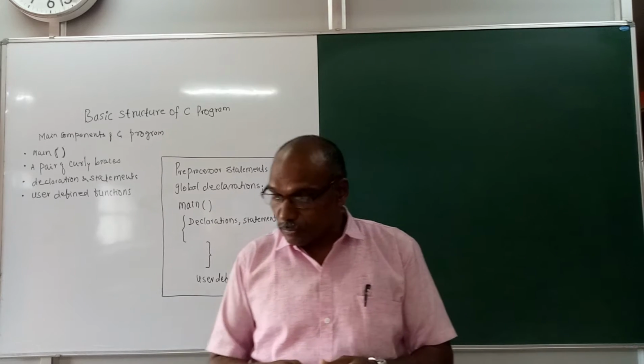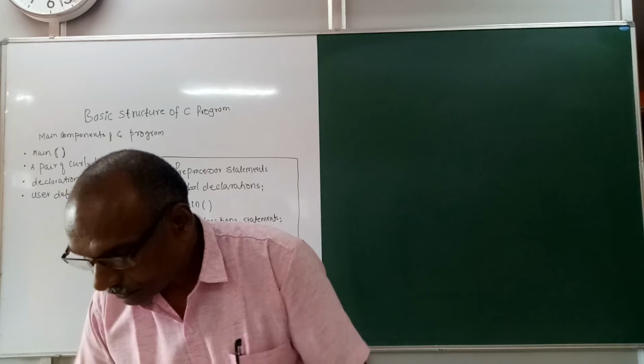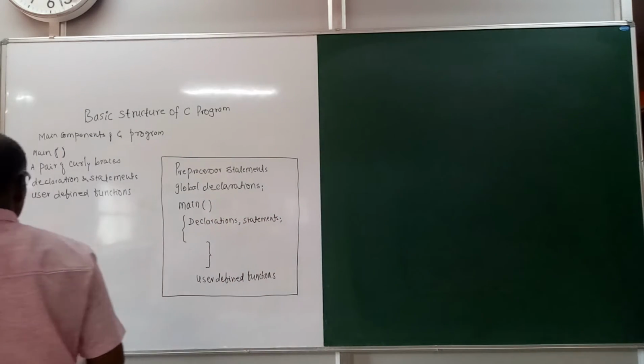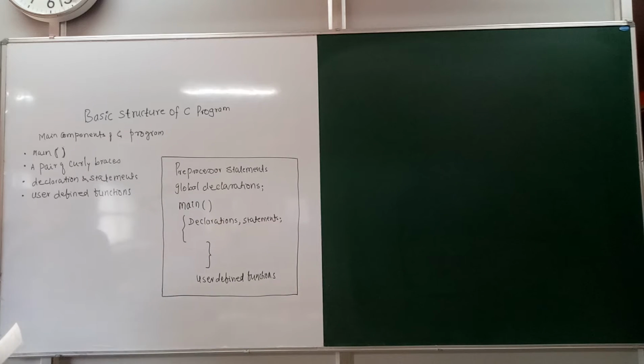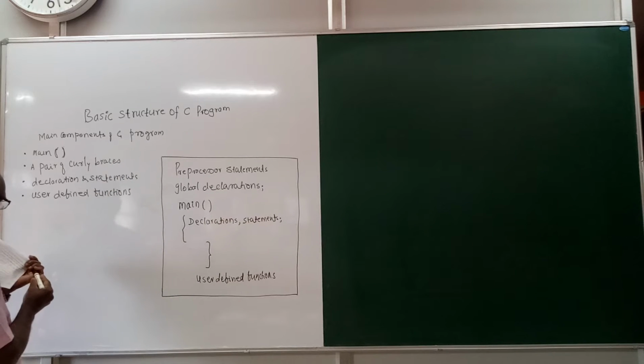The main components of a C program I have written on this side. This is one: main with two brackets, parenthesis left and right, empty, nothing written inside, no punctuation. This is one component, and it is a main component. Then a pair of curly braces, I'll draw it here.